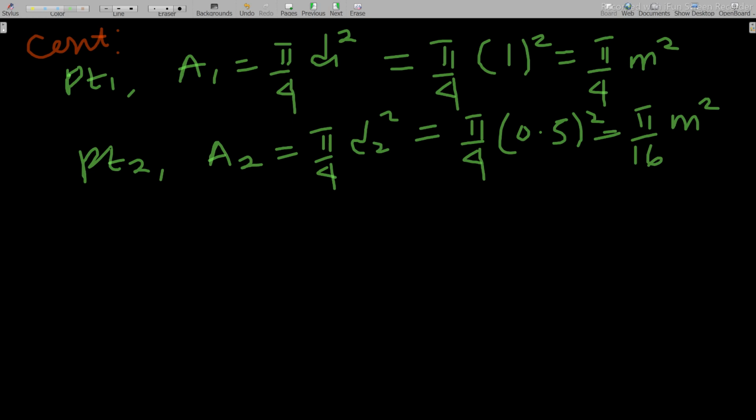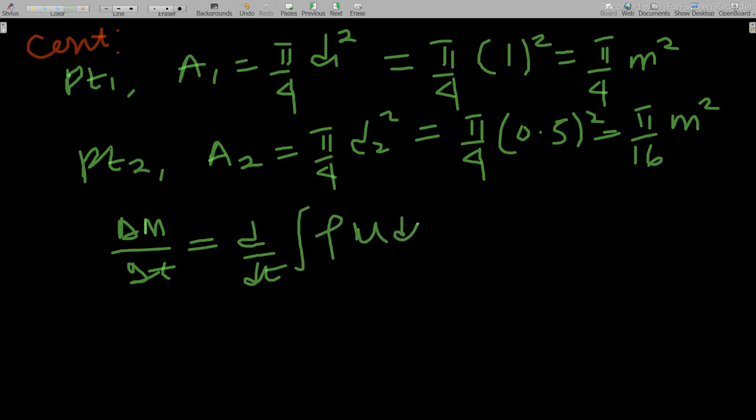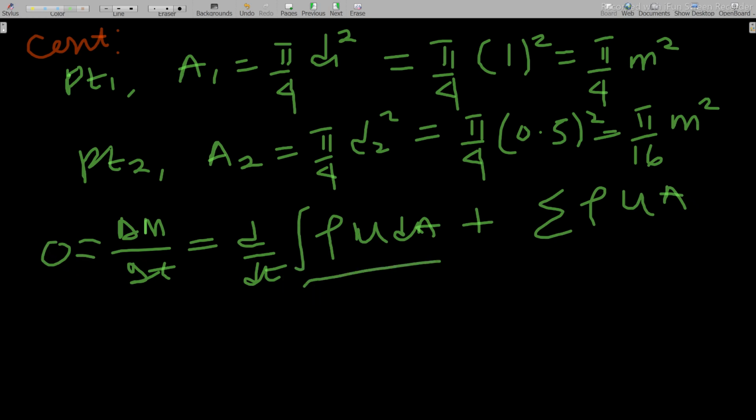Okay, or we can actually use that formula. In this case, we say that dΔm should be equal to d/dt of the integral of ρu dA plus the summation of ρuA. Since nothing is changed, the density of the water is not changing, so dm/dt will be 0, and also ρ is the same, so d/dt of the whole of this is 0 as well.